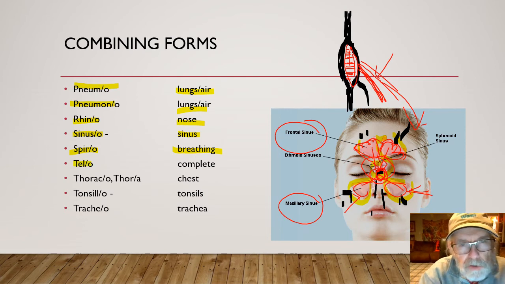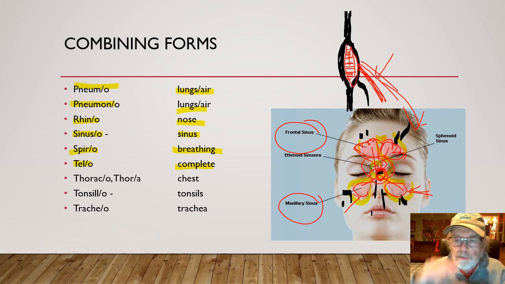Telo is sort of a weird word in regards to combining forms. It means complete, okay? And where this comes into the pulmonary respiratory section is, let's look back at our lungs. In our lungs, we have different lobes. We have different segments of those lobes, our bronchopulmonary segments, you don't have to remember that. But each lobe is broken into smaller little segments. If a segment is not used, what we find is it collapses like a sponge.